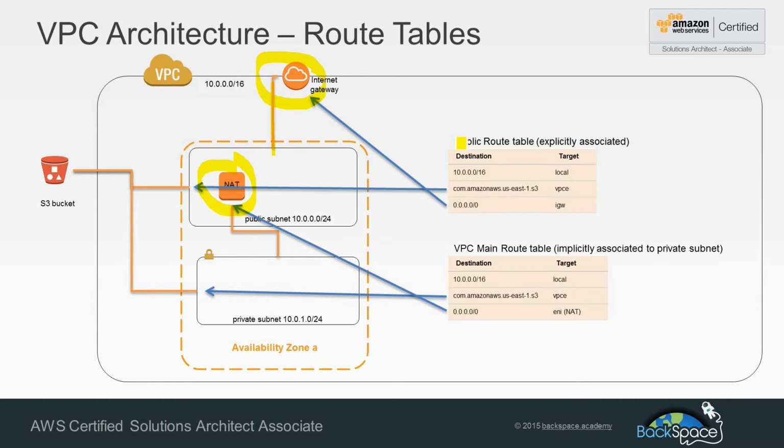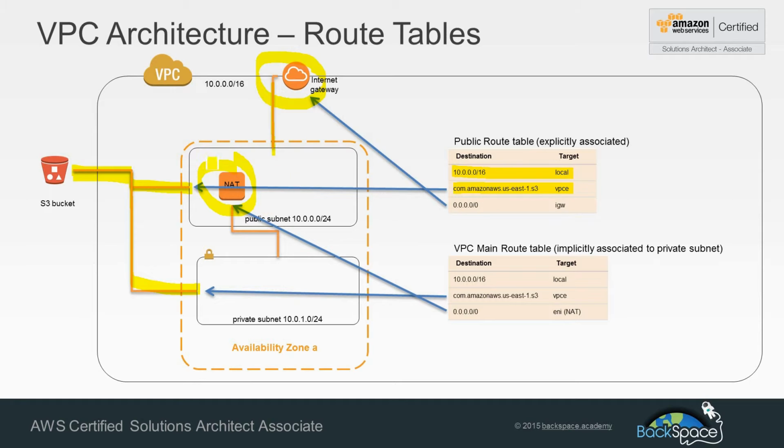So having a look at our public route table that has been explicitly associated to our public subnet. We have a local route for local traffic. We've also got our VPC endpoint for our S3 service. That allows us to connect directly from our public and our private subnets through to an S3 bucket without having to go through the internet gateway and then back out and in again from our S3 bucket. So that's really what we're looking at there.